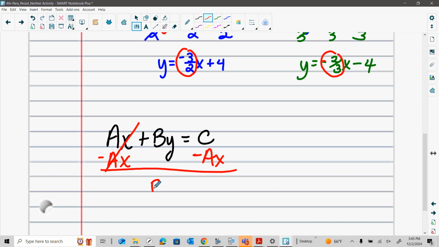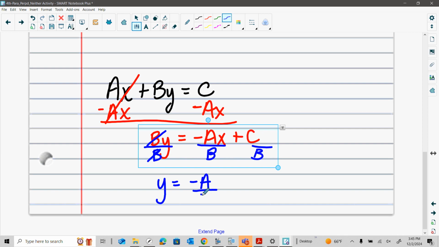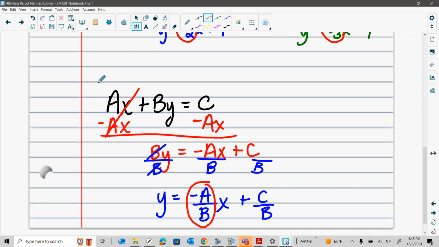So that means I have by equals a negative ax plus c. And then I would divide each term by b. Just trying to show you how this happens. So y equals negative a over b x plus c over b. And what we want as the slope is this part, the negative a over b. So this is a shortcut, because if I have it in standard form, whatever my a is, I'm doing the opposite and putting it over the b.